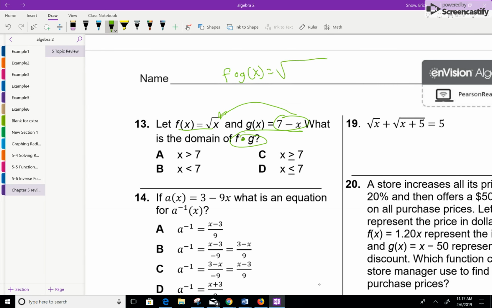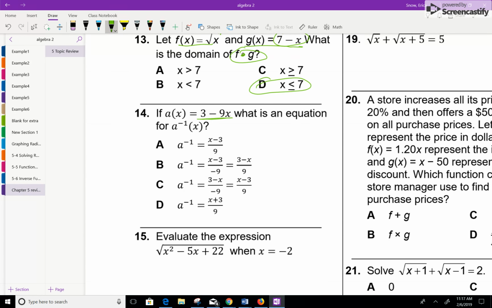equals the square root of 7 minus x. Now remember that this has to be greater than or equal to 0. So 7 minus x is greater than or equal to 0. And we move our x over, we get 7 is greater than or equal to x. So x has to be less than or equal to 7.